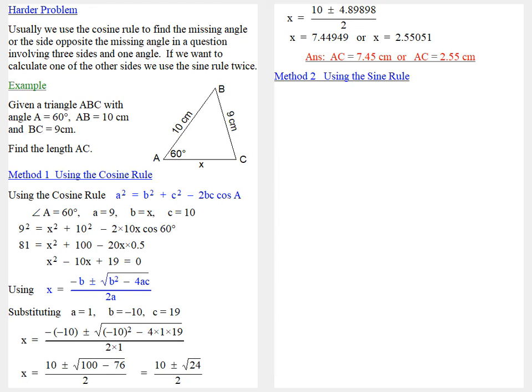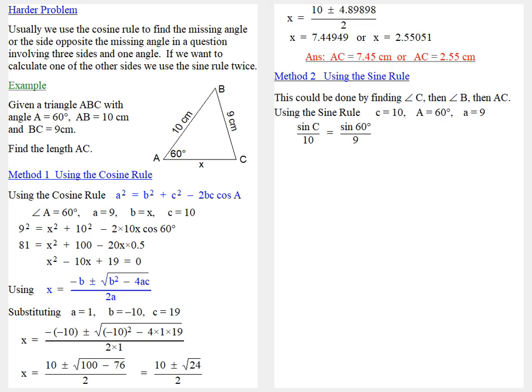Now the other method would be to use the sine rule. But if we do this, we have to use the sine rule twice. First of all, we have to calculate the angle C, and then using the angles in a triangle add up to 180, we can find the angle B, and from that we can calculate the side AC or x. So to find the angle C, we'll have, using the sine rule, side c is 10, angle A is 60, and side a is 9.